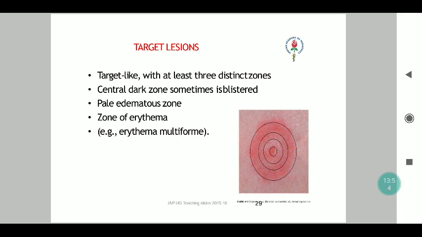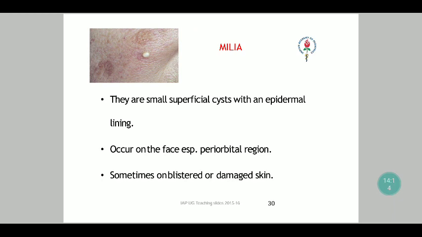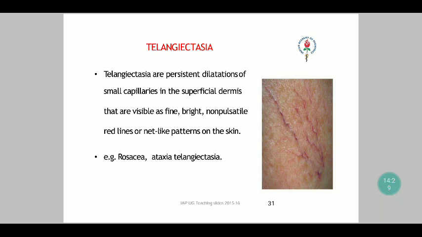If you come to target lesions, a target lesion is typically described as having three distinct zones, with a central dark zone which is sometimes blistered, surrounded by a pale edematous zone, surrounded by a zone of erythema. The typical example of this is erythema multiforme. Coming to milia, milia are small superficial cysts with an epidermal lining, and these commonly occur over the face, especially around the periorbital region, and sometimes on blistered or damaged skin. Milia is a normal finding in neonates.